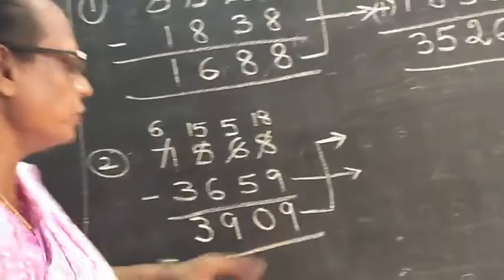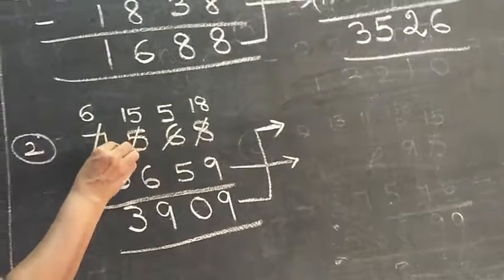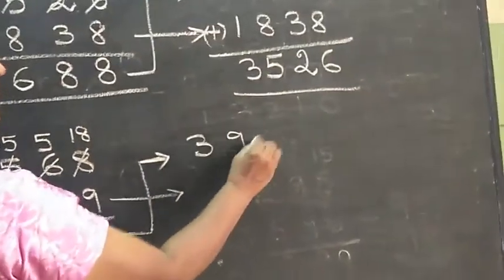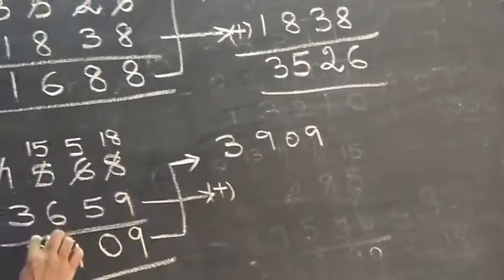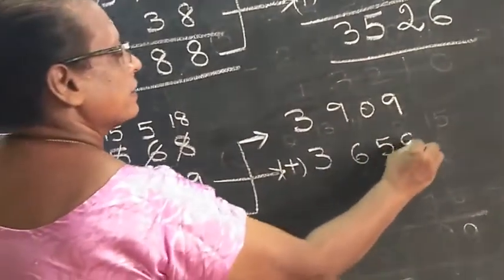3,909. Now what you have to do children? You have to add both the numbers so that you get 7,568. So 3,909 plus addition plus 3,659.